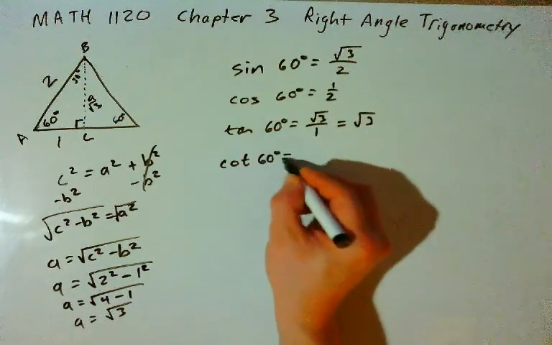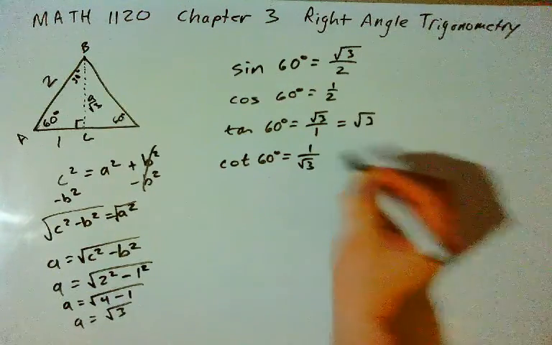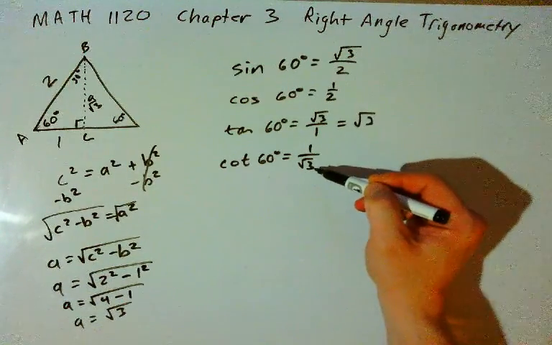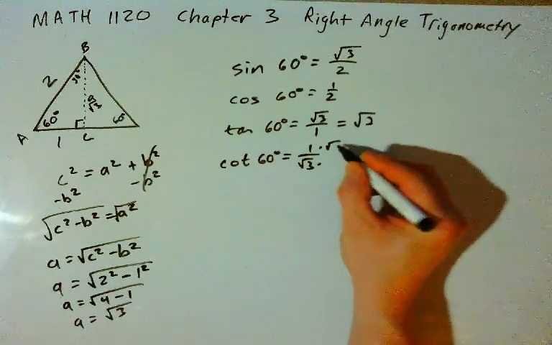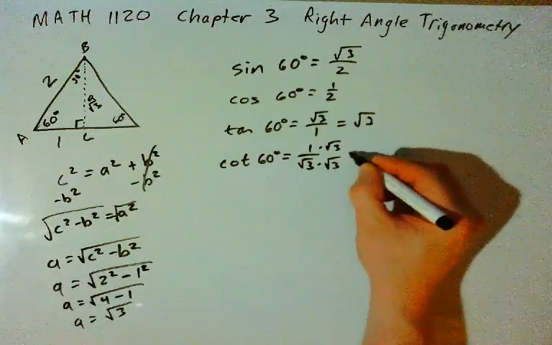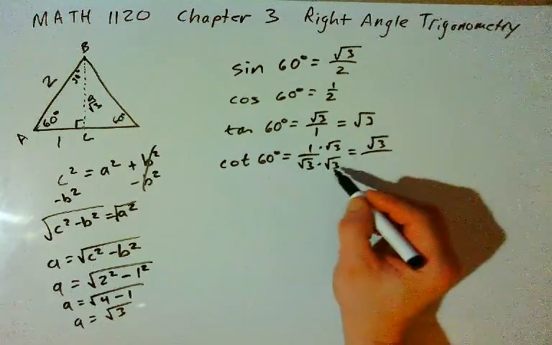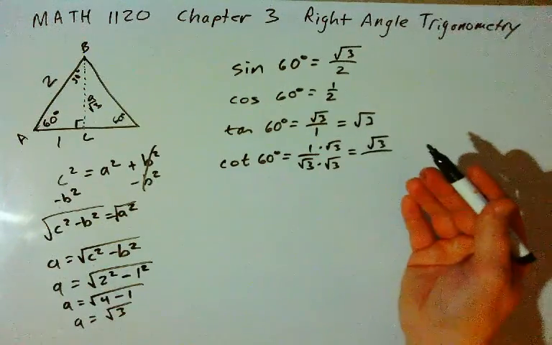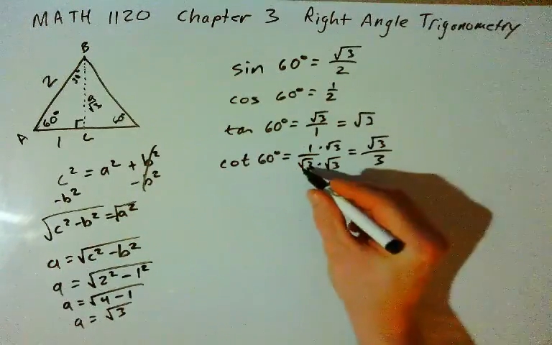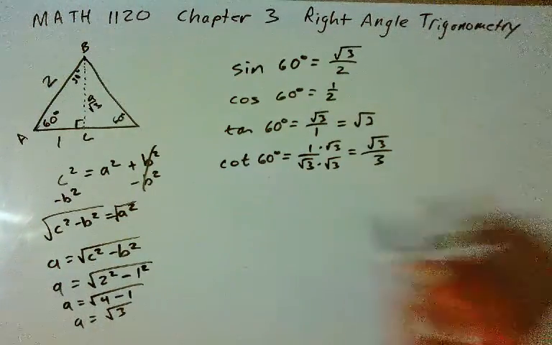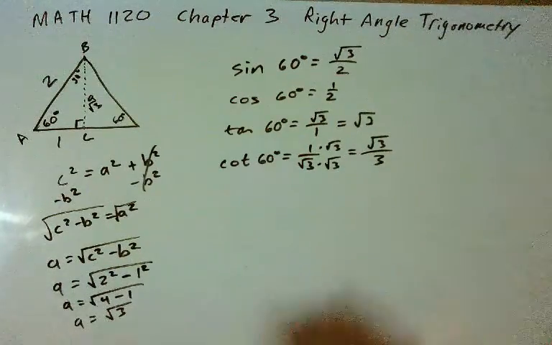Cotangent of 60 will be this reciprocal, which would be 1 over the square root of 3, but we don't really like having radicals in the denominator. And the way we get rid of that radical is to multiply the numerator and the denominator both by that radical. And when I do that, 1 times radical 3 is radical 3, and radical 3 times radical 3 is radical 3 squared, and squaring a radical cancels out the radical. So radical 3 times radical 3 is just 3. When you square a radical, the radical goes away, and you're just left with the argument of that radical.